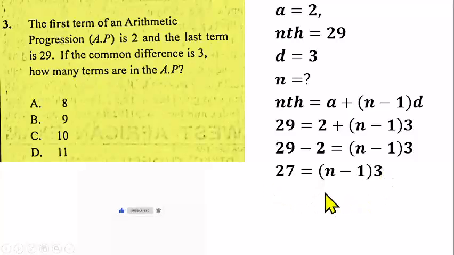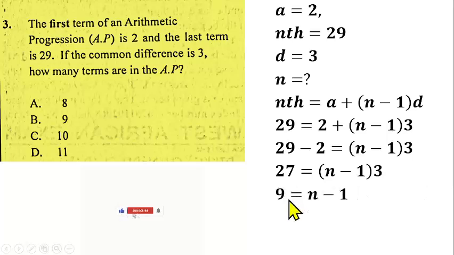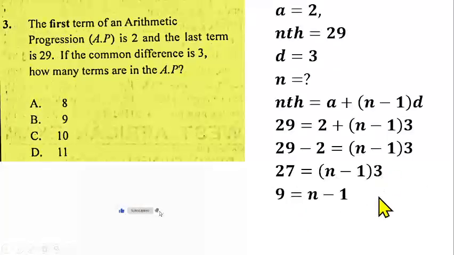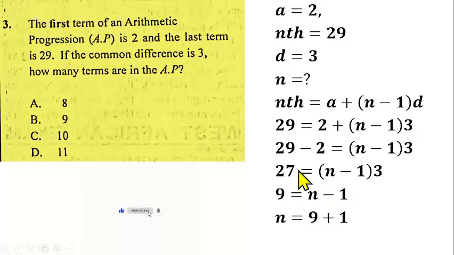So we can divide both sides by 3 so as to get rid of this 3 here, or you can open the bracket with 3. Any one you like is acceptable. But to fast track our work, you can divide both sides by 3. 27 divided by 3 gives us 9, and the 3 on the other side goes. So we have n minus 1 equals 9, then collecting like terms, n equals 9 plus 1. So n is equal to 10, which is option C for question number 3.